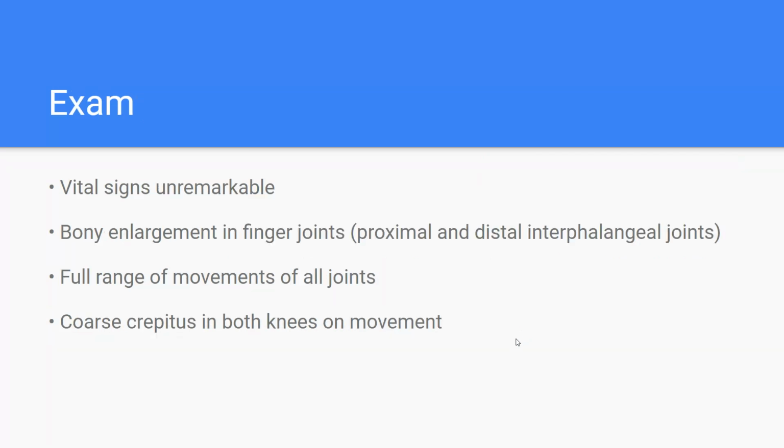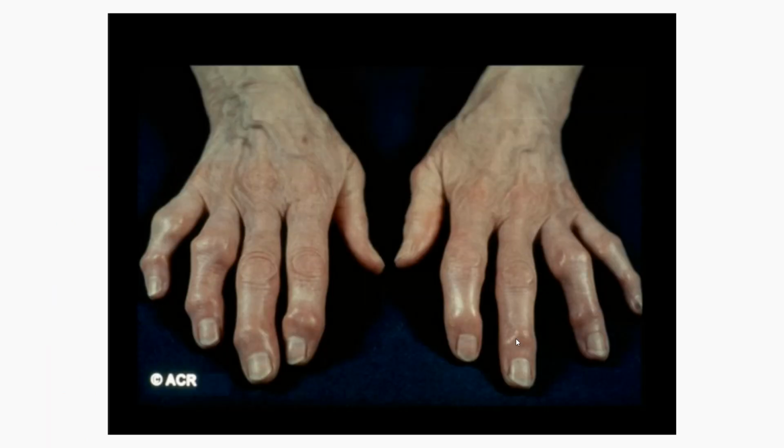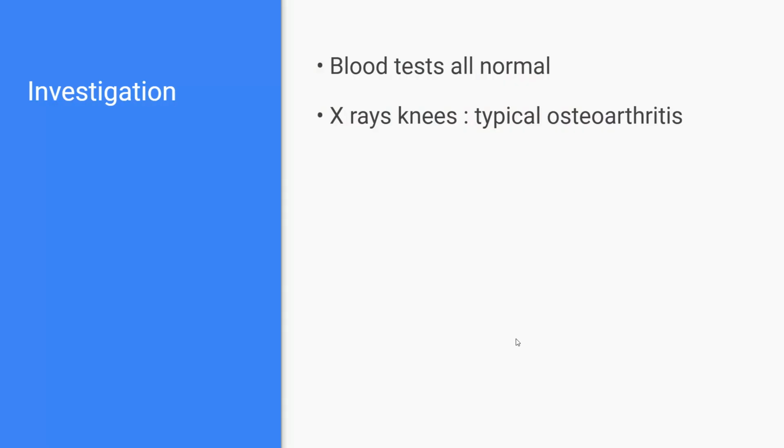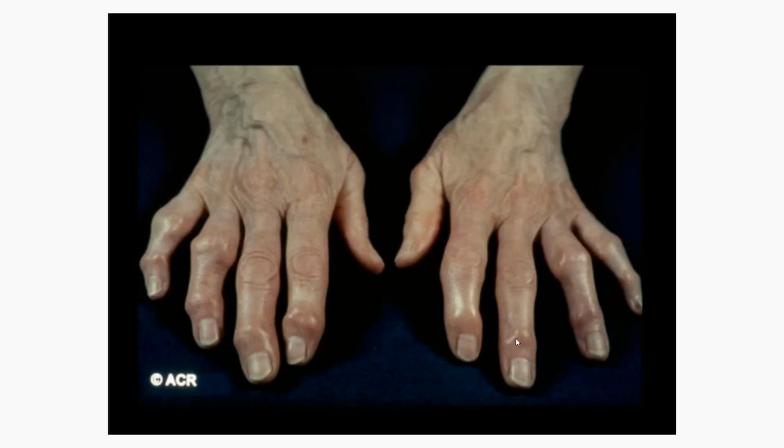You do an examination, and her vital signs are nothing remarkable. She does have a bony enlargement of some of the finger joints, specifically proximal and distal phalanx. She has a full range of movement in all joints, and she has some crepitus in both knees on movement. So this is what her joints look like. Okay, so what do we think given the information we've been told and how her joints are looking?